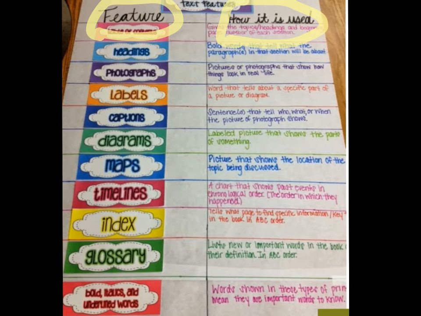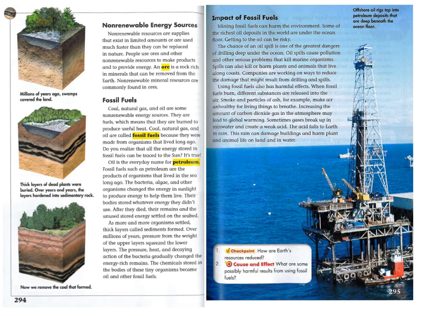Alright, now that you have your anchor chart made, let's go ahead and look at some of these text features in use. Here's a page from our science textbook. It's about non-renewable energy sources. Take a second and look over the page. Without reading any of the text, what text features do you notice on this page? On a sticky note, please jot down some of the text features that you see. Some of the examples that I noticed were a picture and a caption that tells me what that picture is.